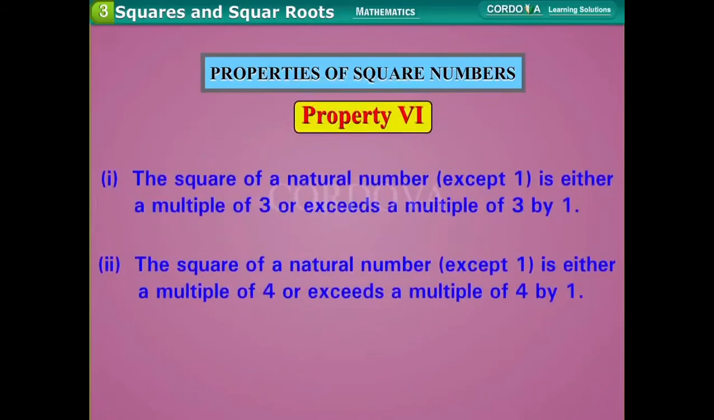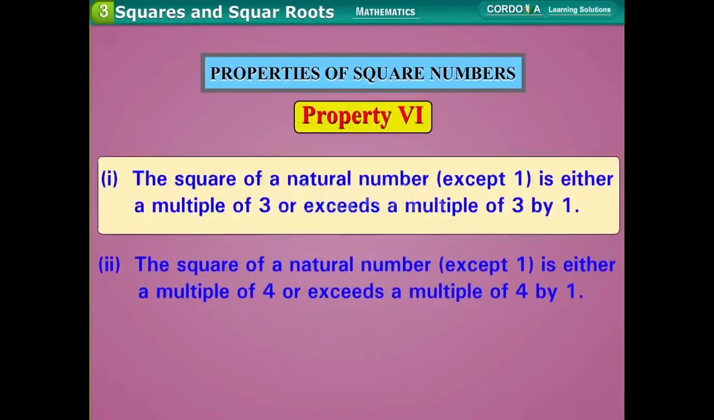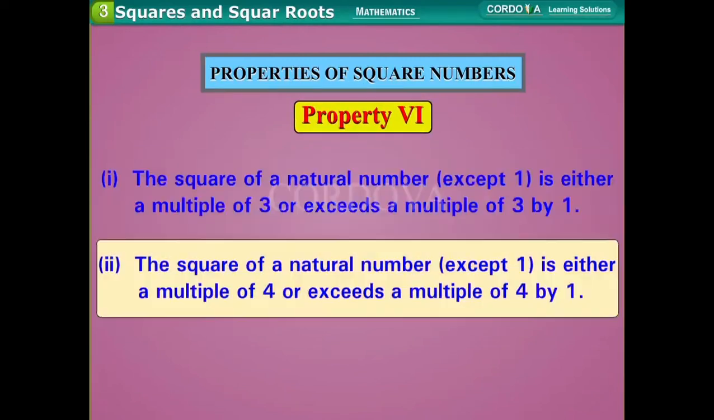Property 6. The square of a natural number except 1 is either a multiple of 3 or exceeds a multiple of 3 by 1. The square of a natural number except 1 is either a multiple of 4 or exceeds a multiple of 4 by 1.